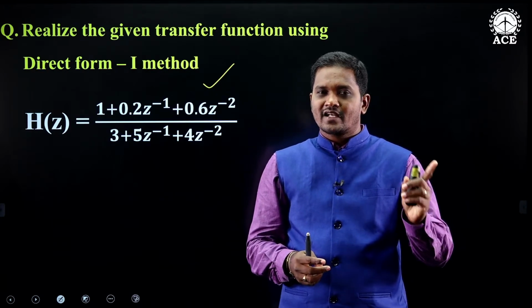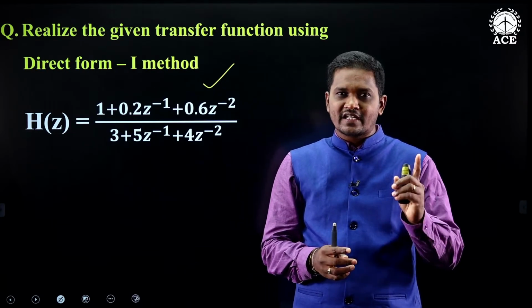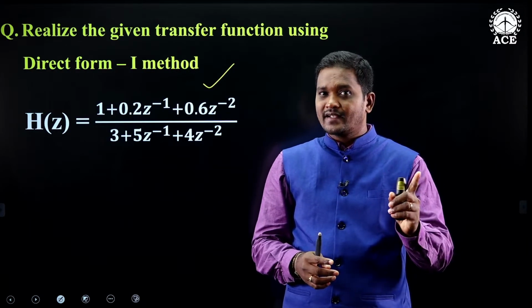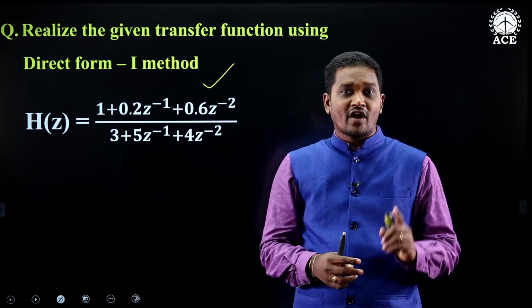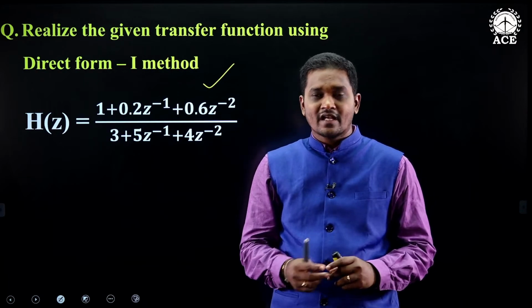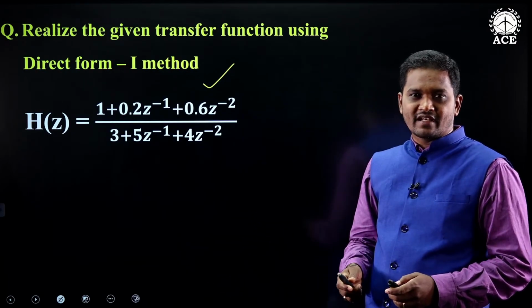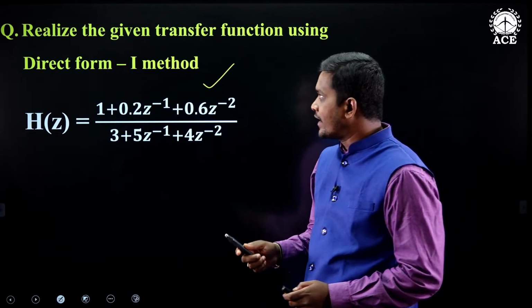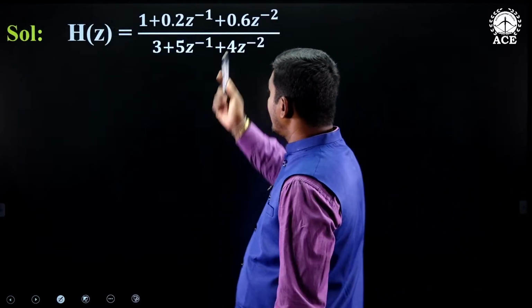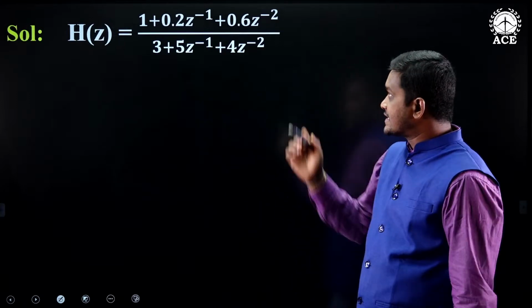The logic is, to realize the given system using direct form 1, you need the difference equation. But here, the transfer function is given. How to convert it to a difference equation? We'll see now. Step 1: this is the given transfer function, H of z.